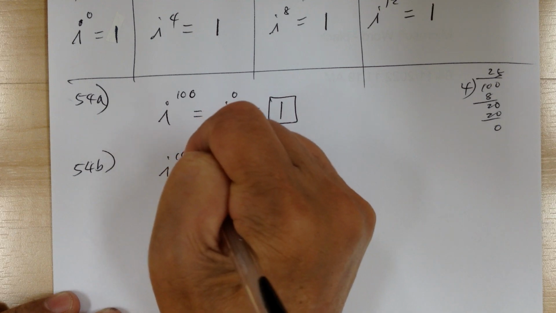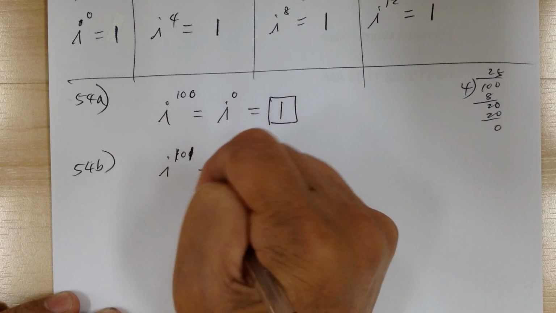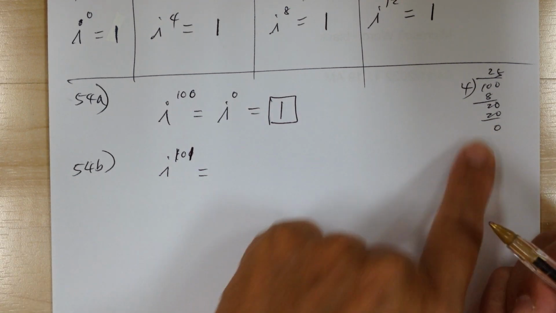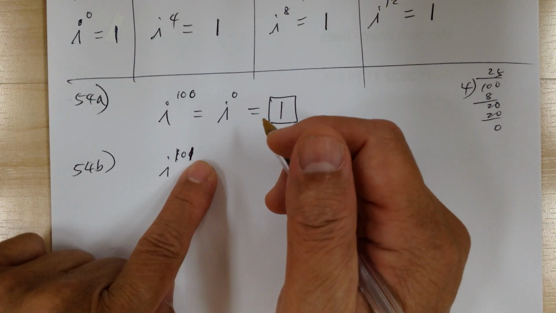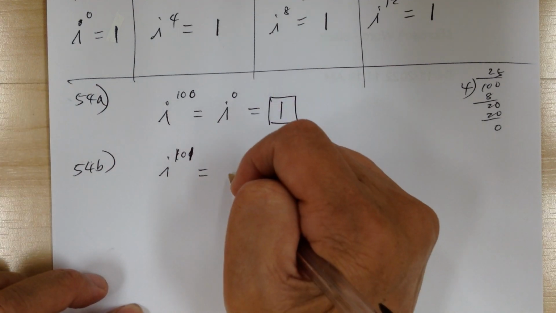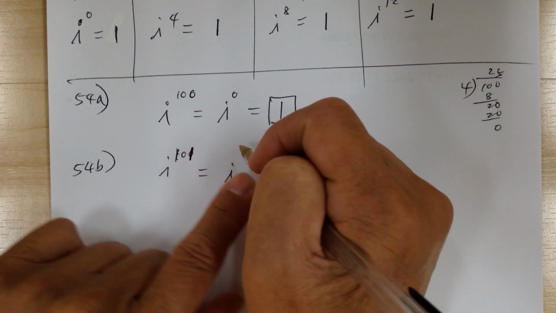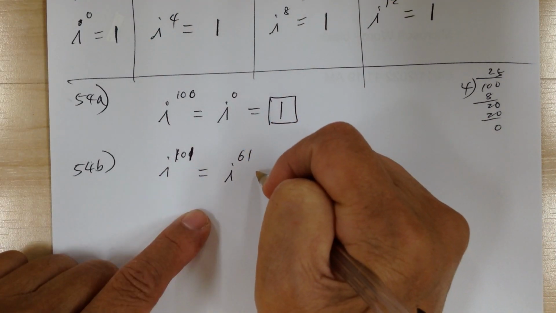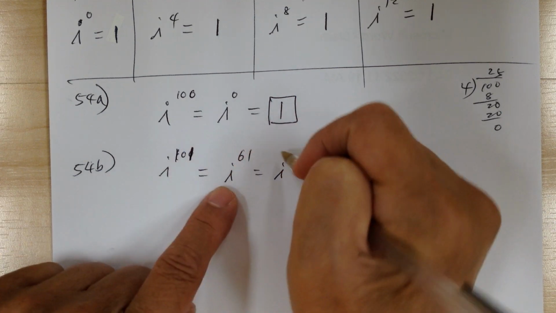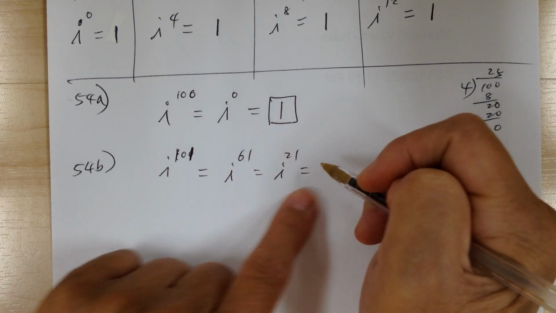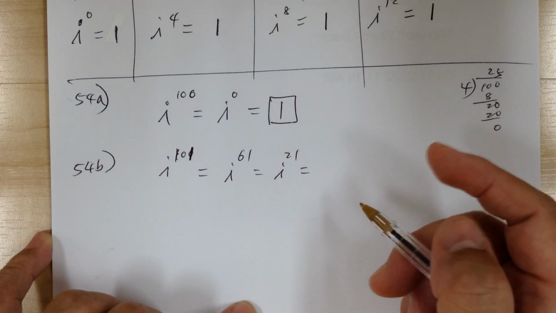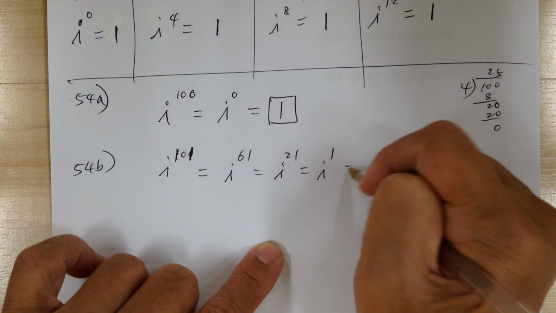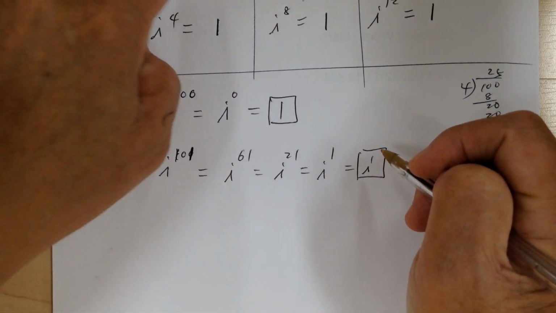Okay. Now 54B is i to the 101, right? Again, you can keep going backward by 4, the multiple of 4. If you don't know how to do this, just keep going back by 4. You can go backward by 40, which is 10 cycles. It becomes 61, and you can go back by another 40, becomes 21. And you can go backward by 20, multiples of 4. So it becomes i to the 1, and i to the 1 is i, right?